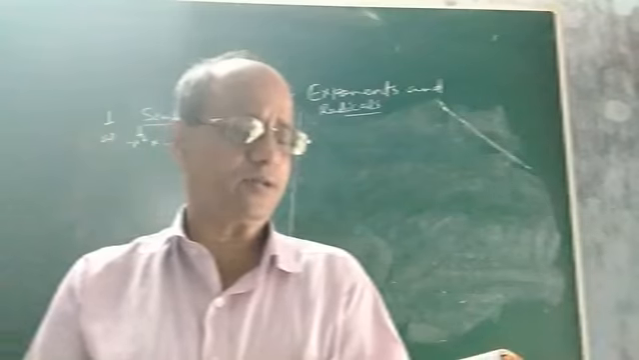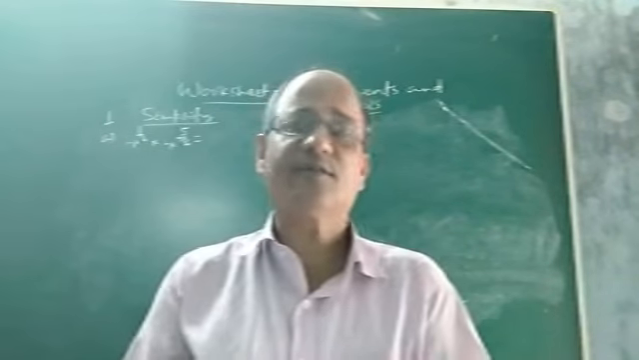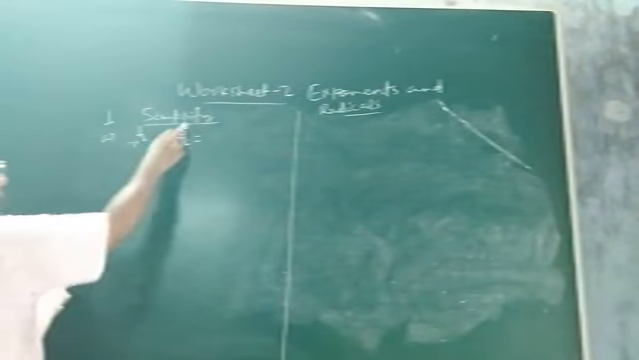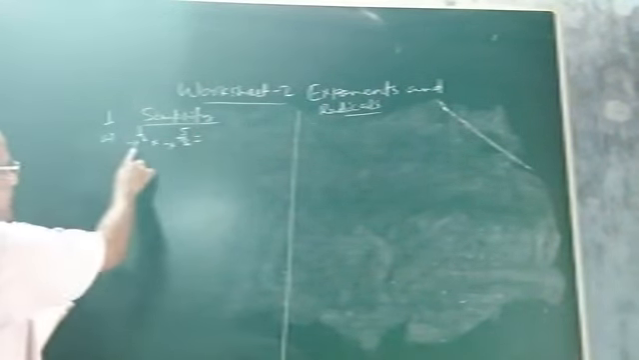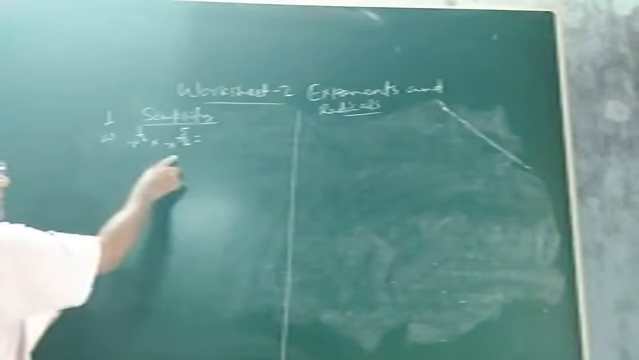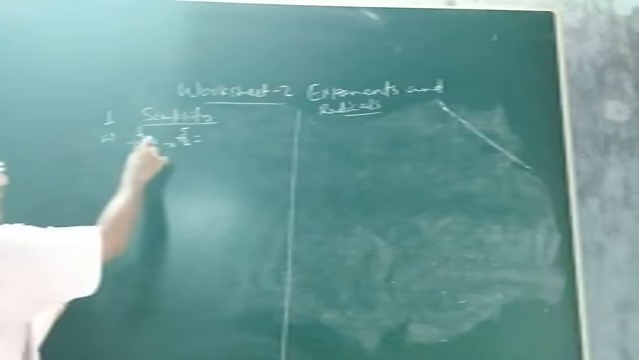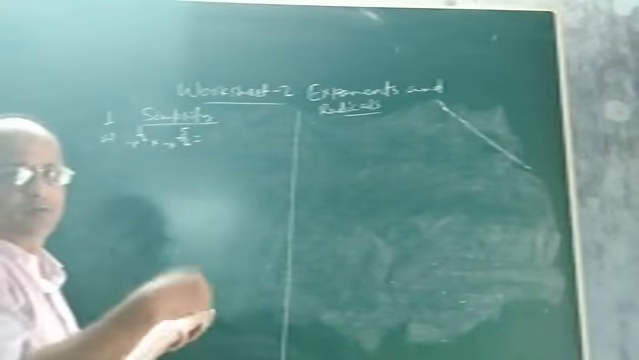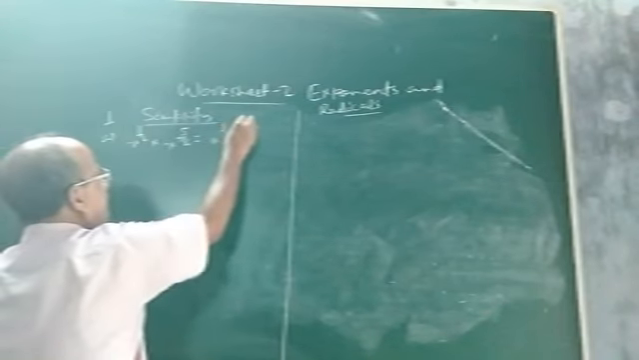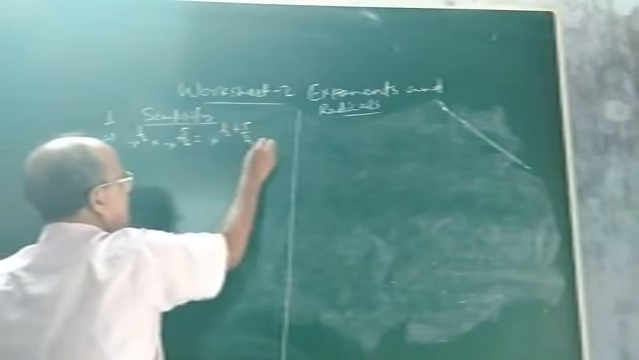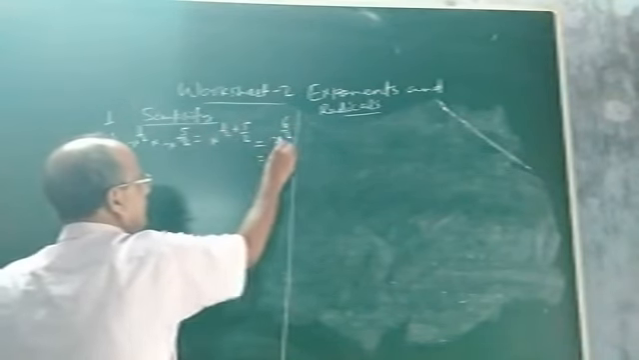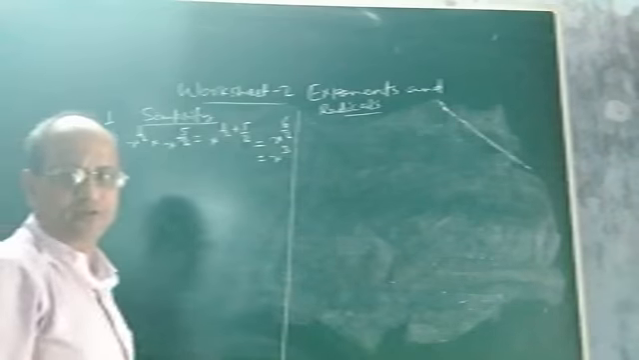See, in worksheet 2, the first question is simplify x to the power 1 by 2 into x to the power 5 by 2. How will you simplify? These are two exponential terms having the same base x. So when we multiply, the powers will be added. So it will be 1 by 2 plus 5 by 2, and it will become x to the power 6 by 2, and x to the power 6 by 2 means x to the power 3.